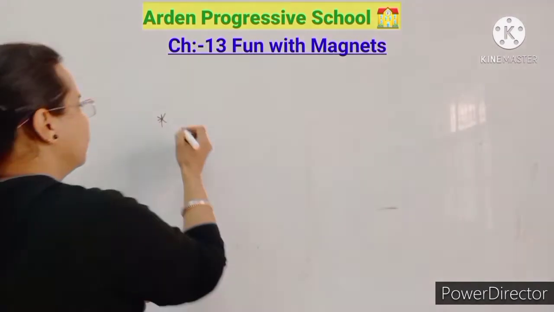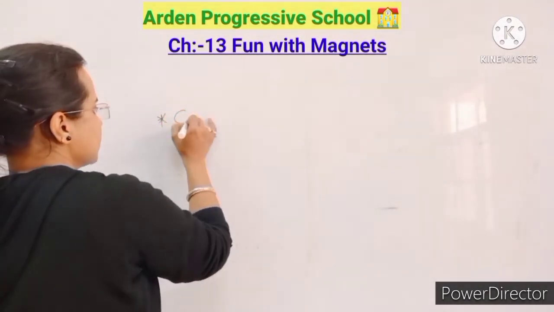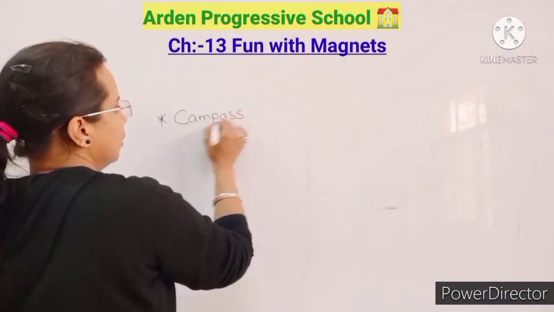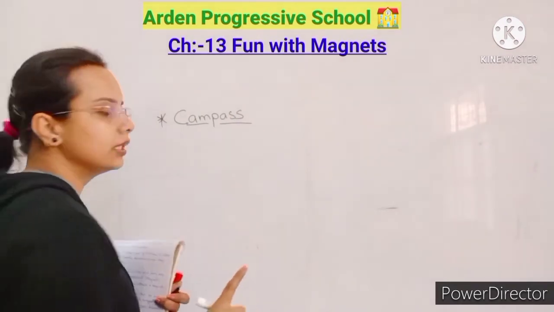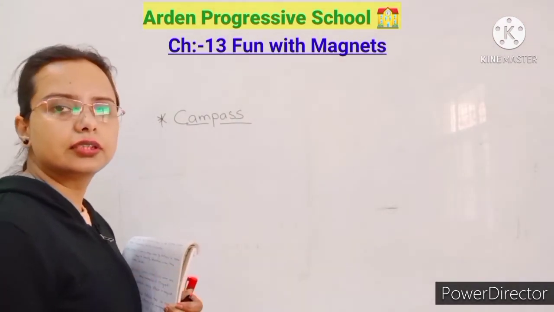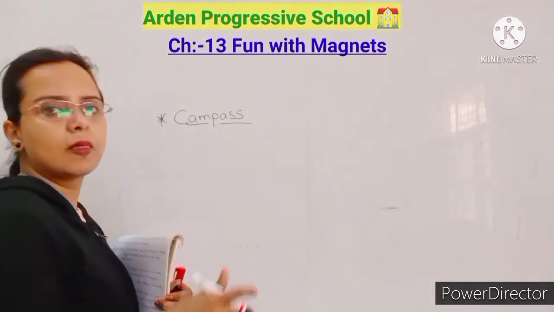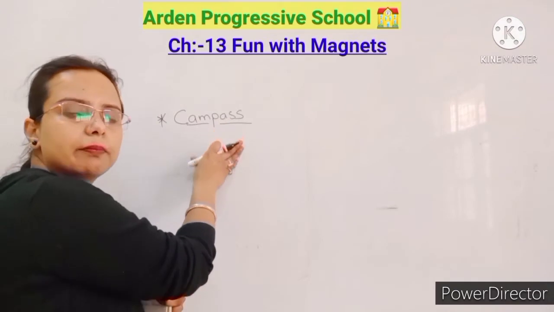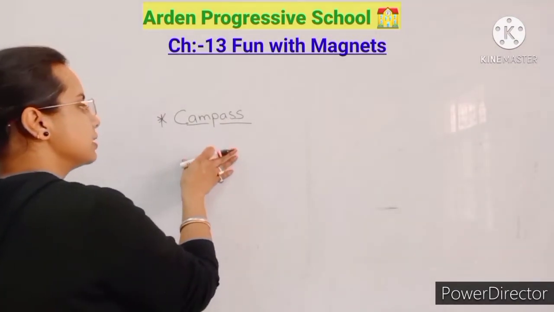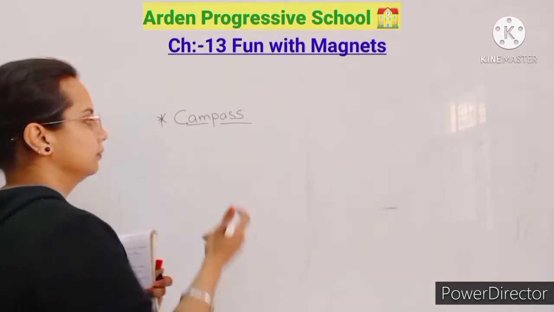So students, now your next topic is compass or the magnetic compass. You know that this is that device which is used to see the direction. When the sailors were there in the ancient times, they used this compass to see their direction. So basically this is a device to check the direction.